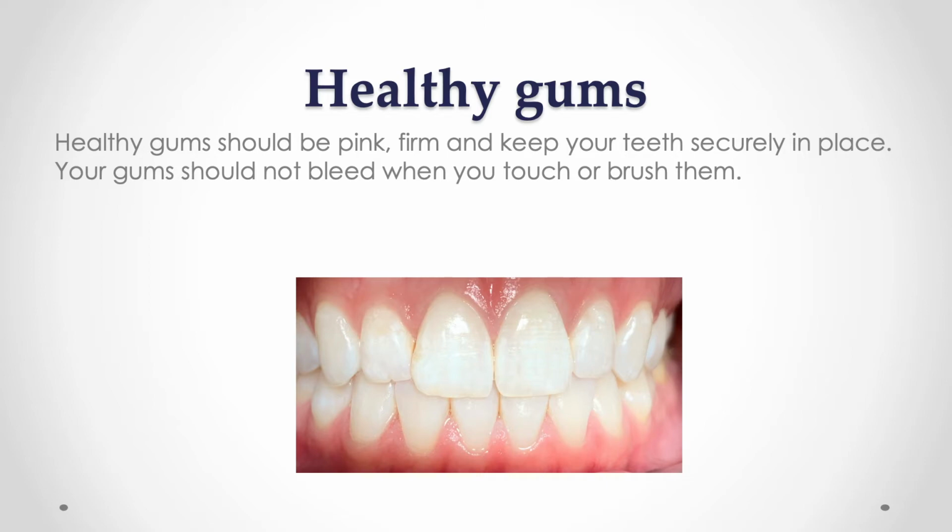So healthy gums, as you can see from the picture, not expecting you to know any scientific terms. They should look a bit knife-edged at the edges there, as you can see between the teeth, firm, and they should be securely in place. Your gums should not bleed when you touch or brush them, or when you're eating apples, for example.